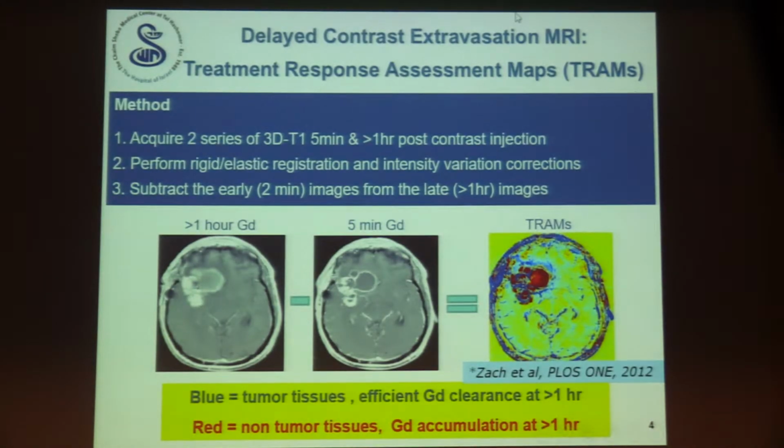So how do we differentiate tumor from treatment effects? We scan our patients with standard T1 weighted MRI a few minutes after contrast injection. We do a standard brain protocol, and then we take them out of the machine and we bring them back for another 3D T1 at least an hour after contrast injection. And then we simply subtract the images in order to get what we call treatment response assessment maps.